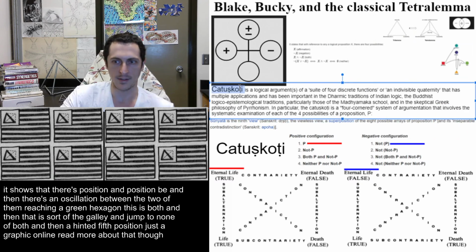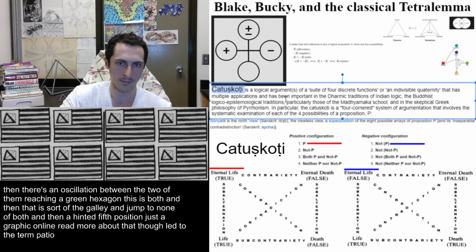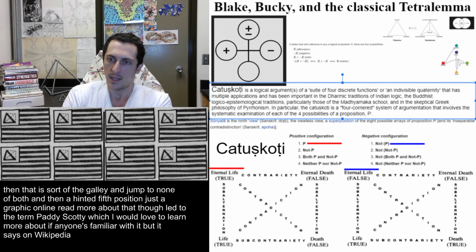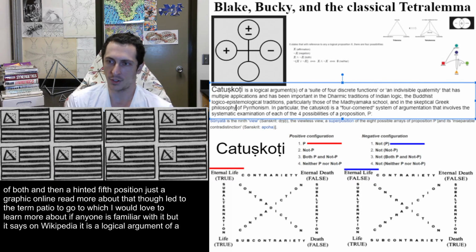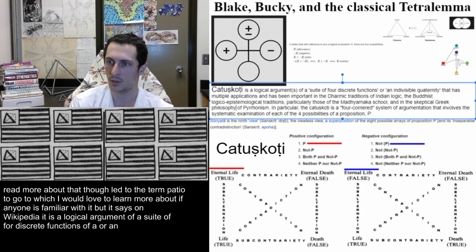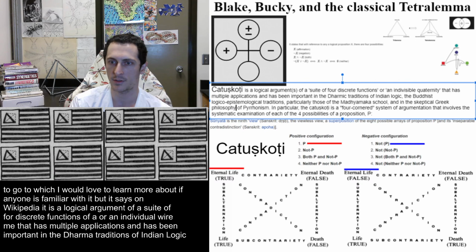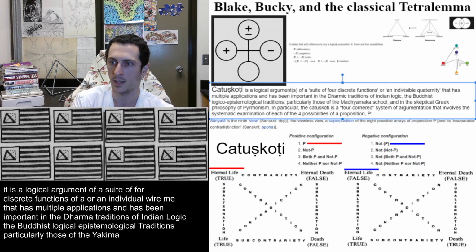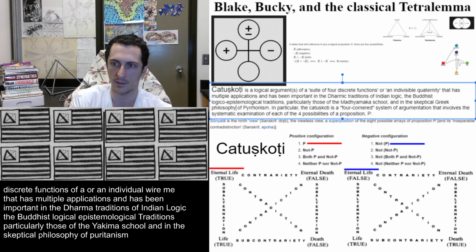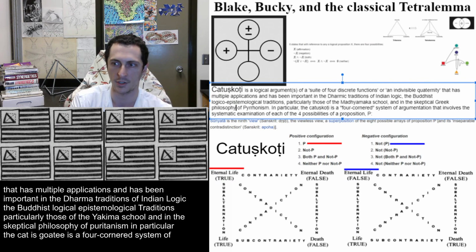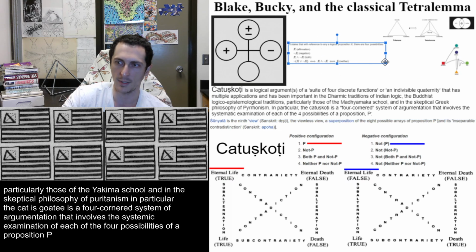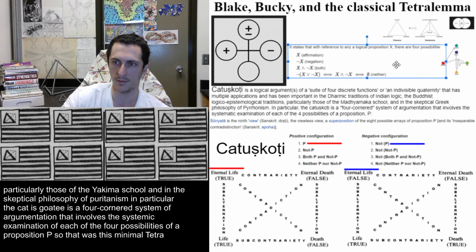Reading more about that, though, led to the term Catuskoti, which I would love to learn more about if anyone's familiar with it. But it says on the Wikipedia, it is a logical argument of a suite of four discrete functions of, or an indivisible quaternary that has multiple applications and has been important in the Dharmic traditions of Indian logic, the Buddhist logico-epistemological traditions, particularly those of the Madhyamaka school, and in the skeptical philosophy of Pyrrhonism. In particular, the Catuskoti is a four-cornered system of argumentation that involves the systematic examination of each of the four possibilities of a proposition P.